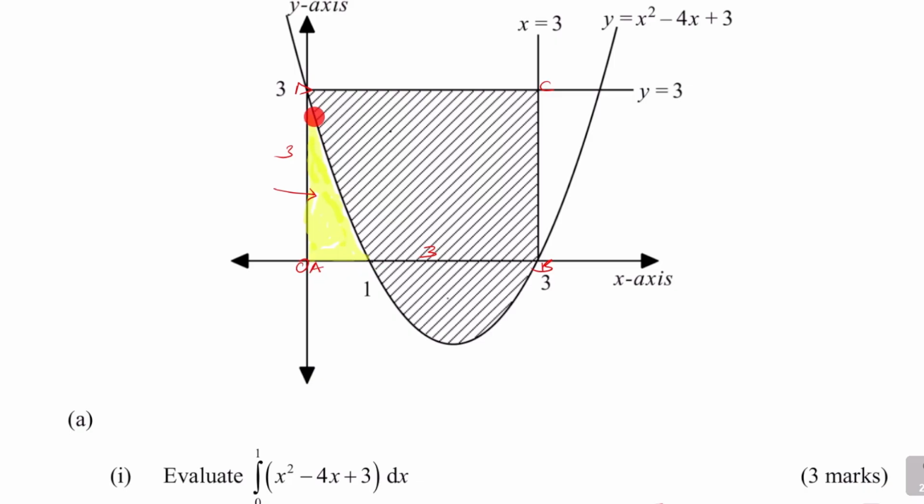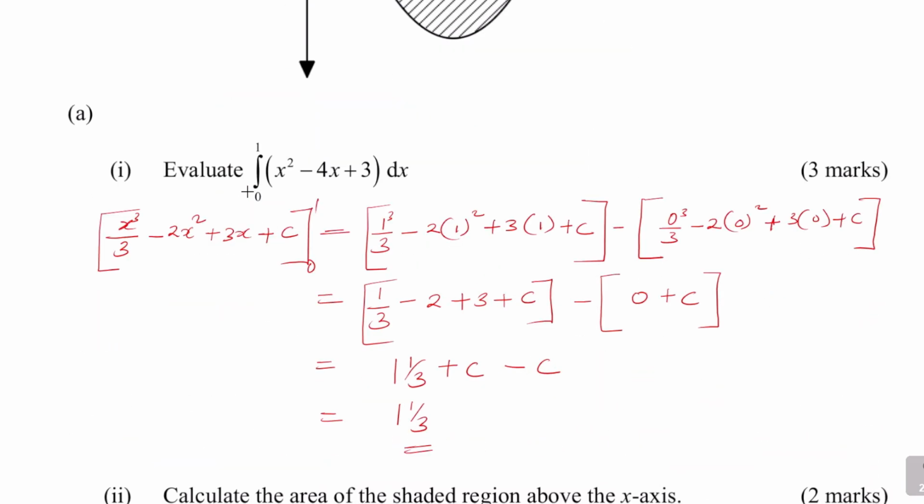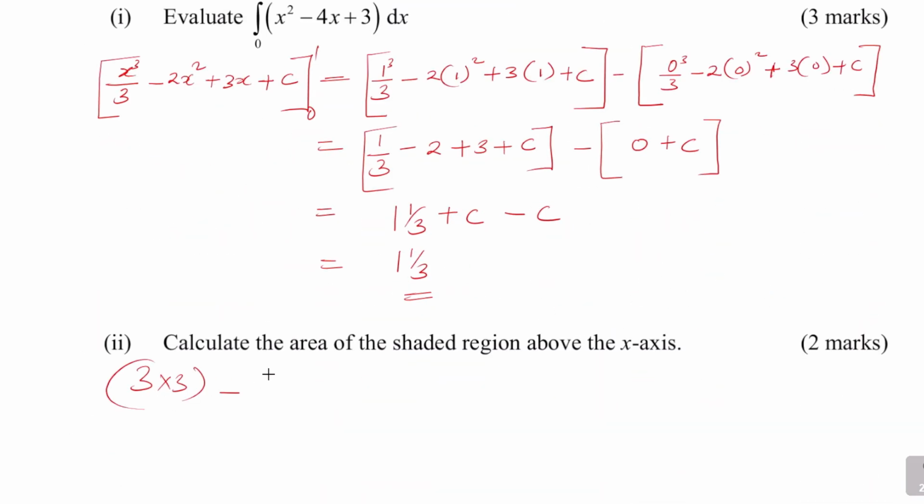So this is actually the area that you calculated in the first part, and we got it as 1 and a third. That is very important. So we subtract 1 and a third. So this will be 9 subtract 1 and a third, and this gives 7 and 2/3 square units.